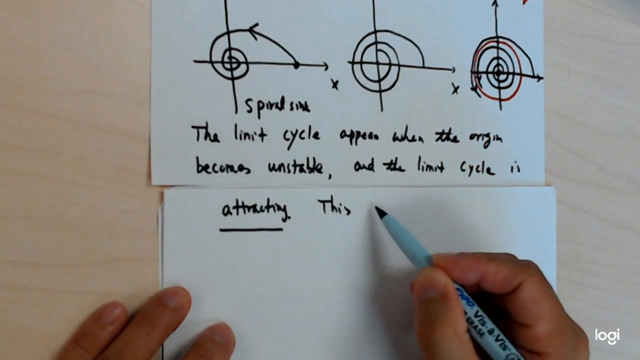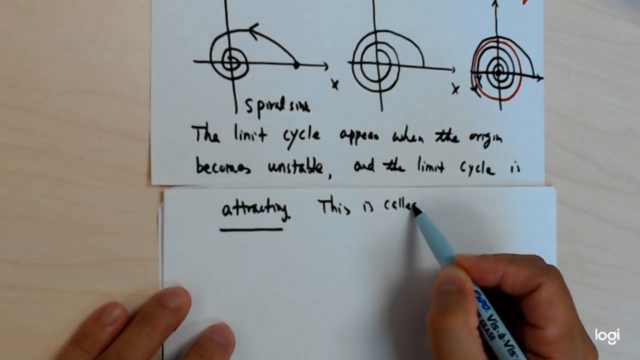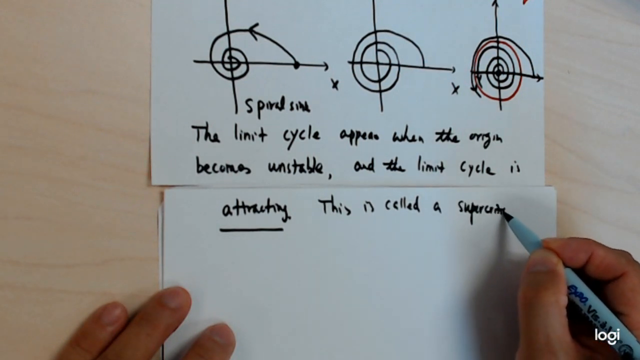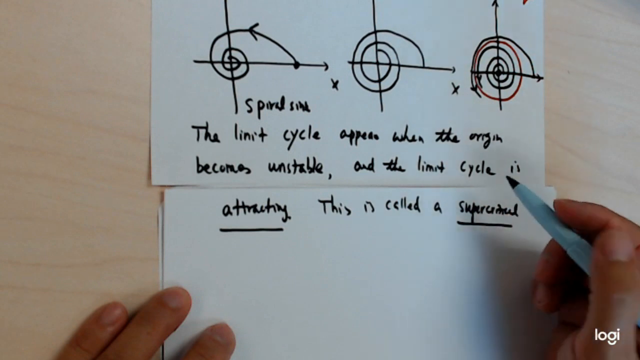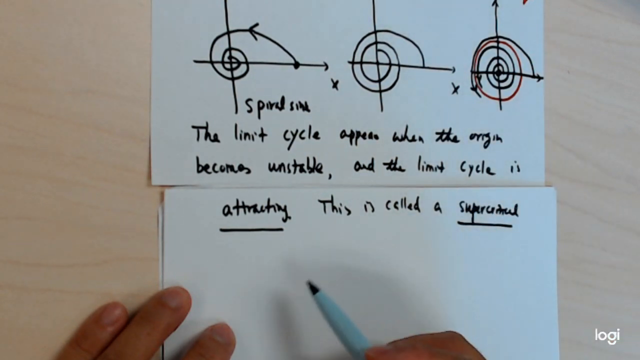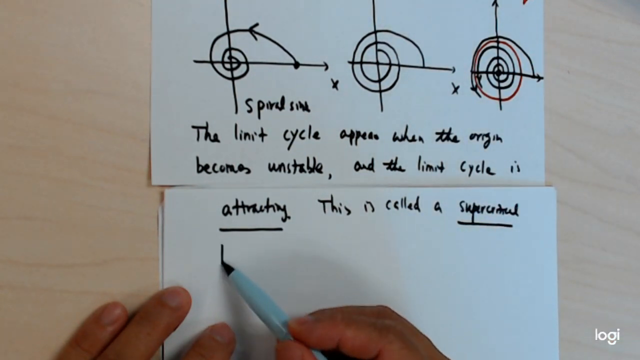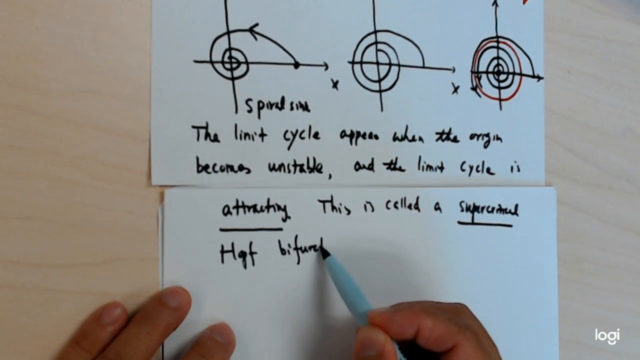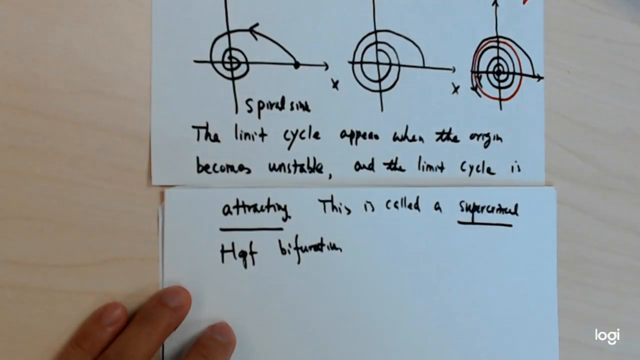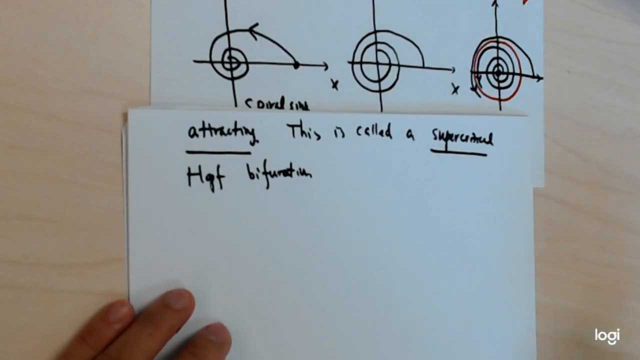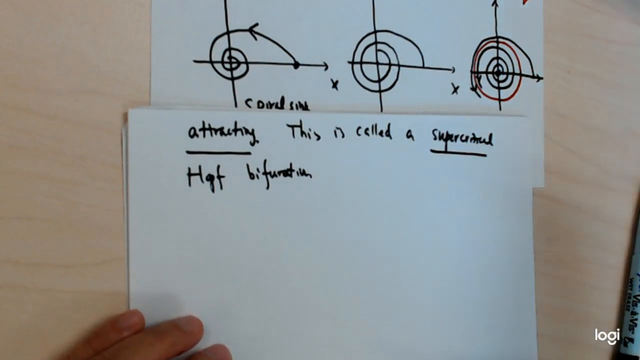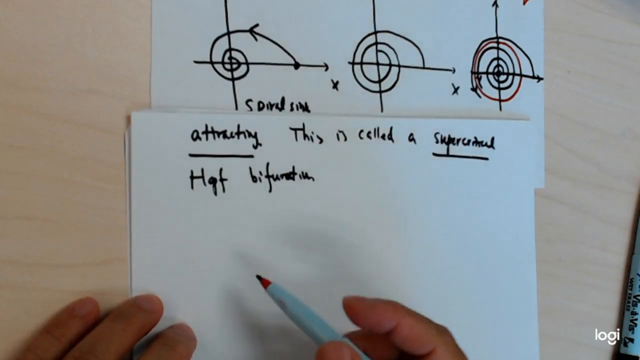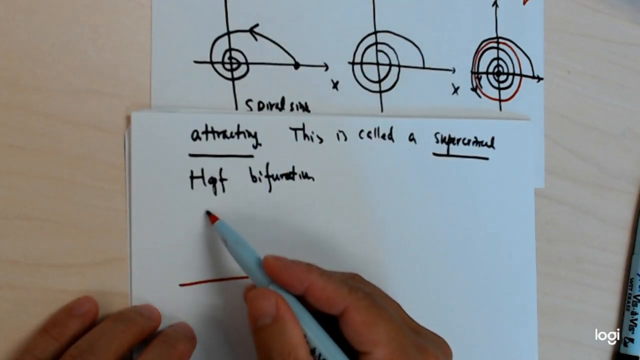So this phenomenon, this behavior, is called a supercritical. Supercritical refers to the fact that the limit cycle becomes what? Attracting. Okay, supercritical Hopf bifurcation. In terms of the actual solution, so this is the phase portrait. Okay, in terms of the actual solution, obviously I can plot x and plot y.